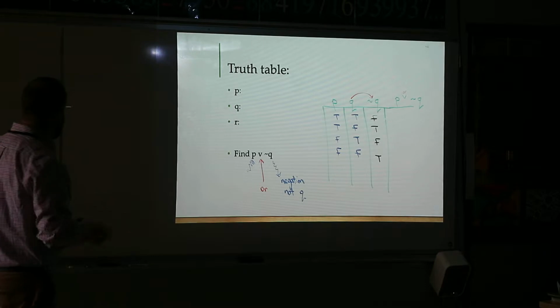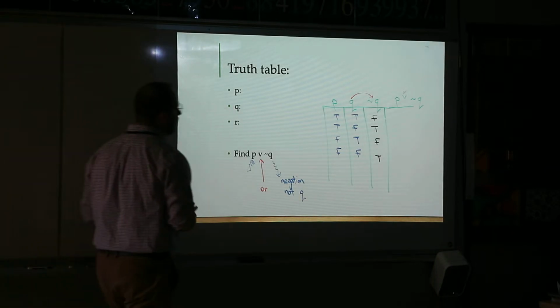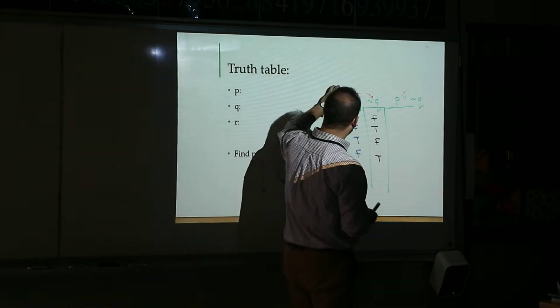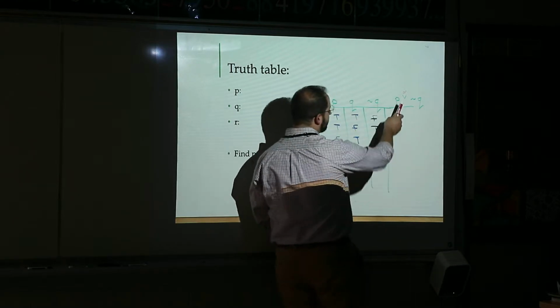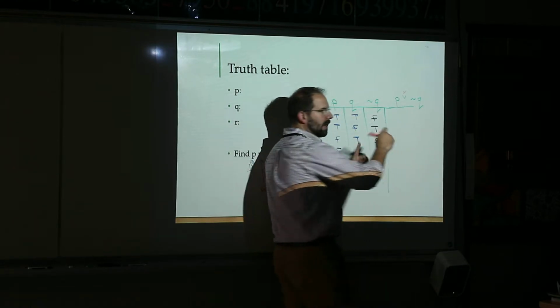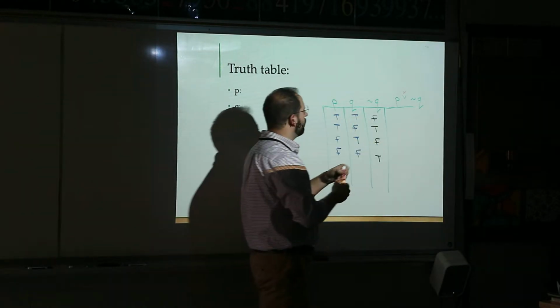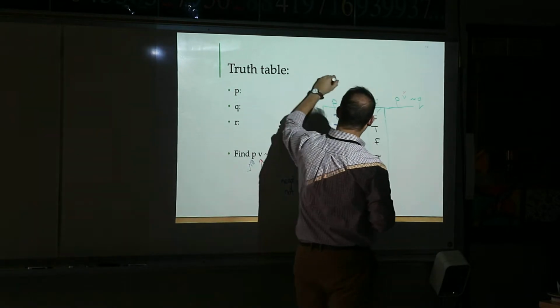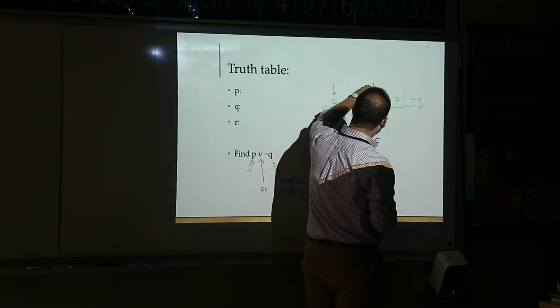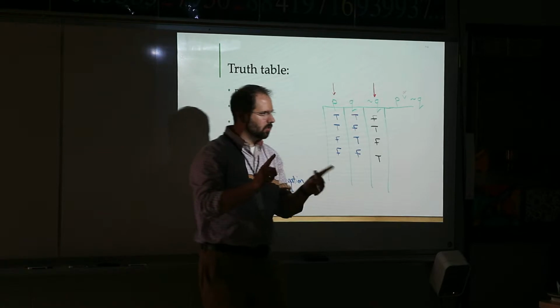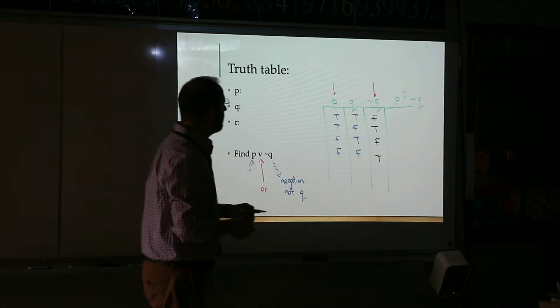Now, the last column is the final answer I'm looking for. So to find the last column, I'm using the word or, so knowing that if one or the other is true, it's still true. And I'm using the P column, and I'm using the not Q column. Does that make sense, the two columns I'm using? They're telling you which two columns to pick.